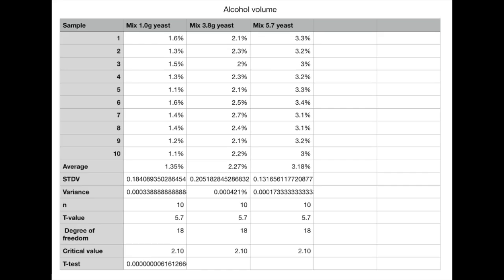After gathering all the information, we ended up with this table. You can see the results here. We can see that the first mix that had 1 gram of yeast had an average of 1.35% of alcohol. The second mix that had 3.8 grams of yeast had an average of 2.27% of alcohol. And the third mix that had 5.7 grams of yeast has 3.18% of alcohol.